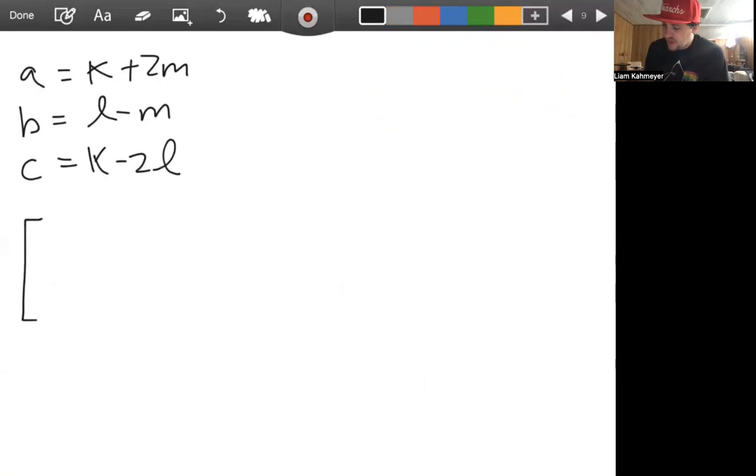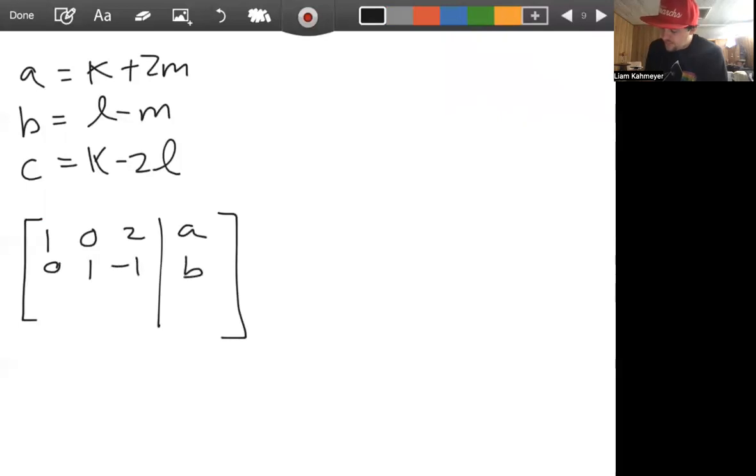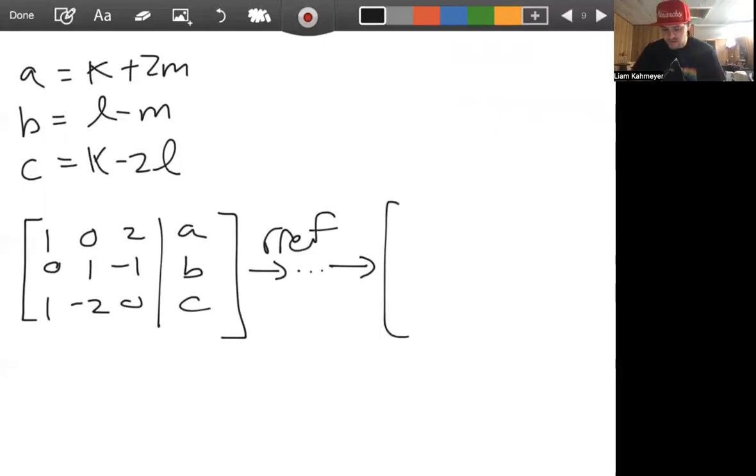For the first equation, the coefficient of k is 1, the coefficient of l is 0, and of m is 2, and that's equal to a. And then we'll have 0, 1, negative 1, b, and then 1, negative 2, 0, c, right? And to see if this does have a solution, or if there do exist k, l, and m in terms of a, b, c, you put this into reduced row echelon form, and I'll leave that as an exercise.